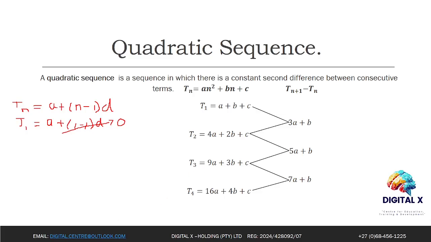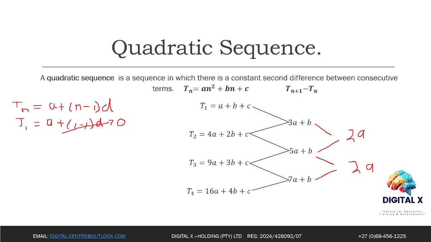And what we end up with, if we subtract this from that, we simply get 2a. The same goes for this. When we subtract this from that, we also get 2a. Now just to recap: if you subtract this from that, what we get is 2a. The same applies for this. If you subtract this from that, we also get 2a.